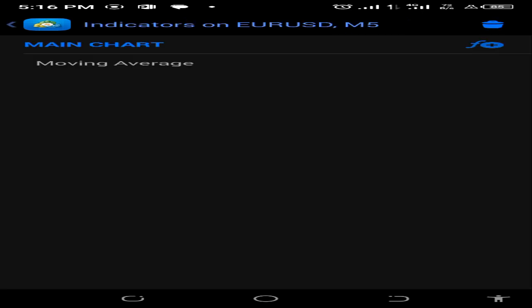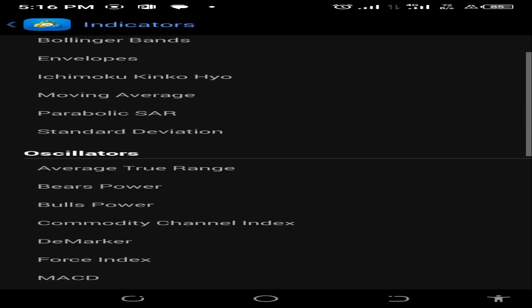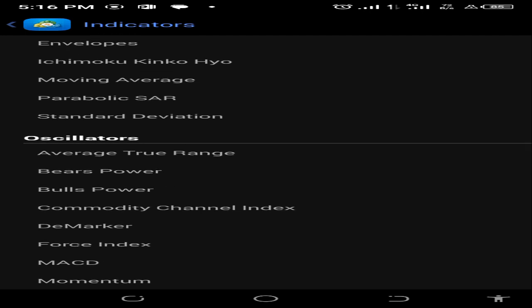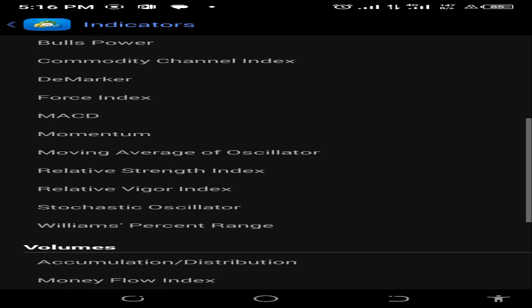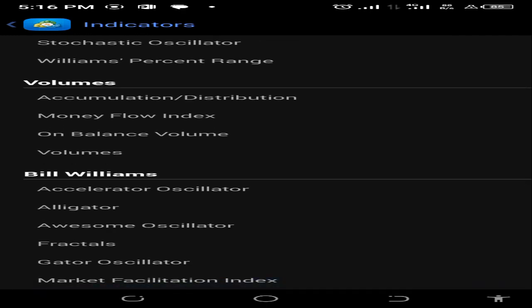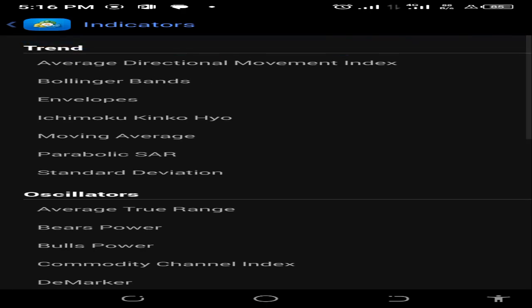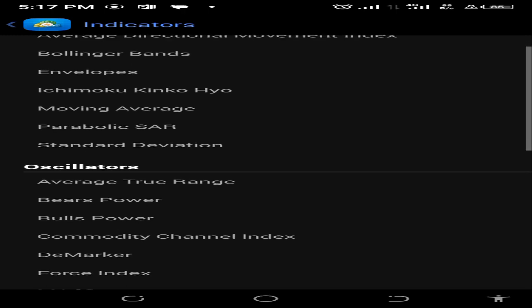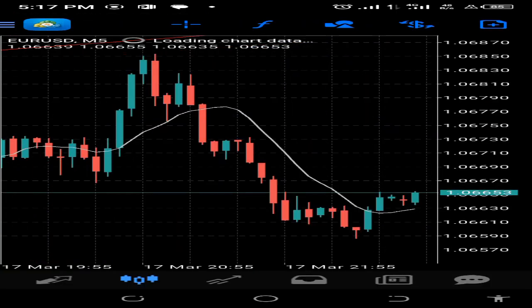So here you add indicators: moving average, Bollinger Bands, parabolic SAR, standard deviation, MACD, so many of them, alligator, fractals. These are all indicators. Are you getting it? When we get to that point, I'll tell you which one we are using. But we are technical analysts, so we focus more on drawing our chart ourselves. Don't depend on indicators for direction.